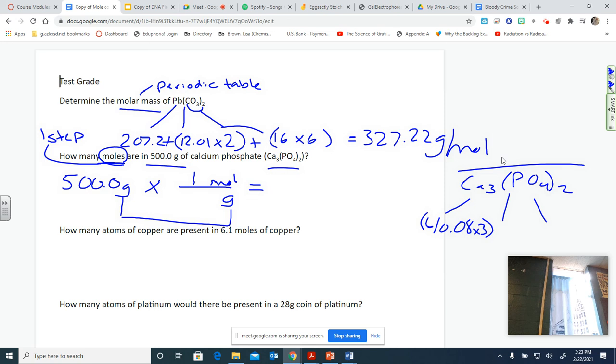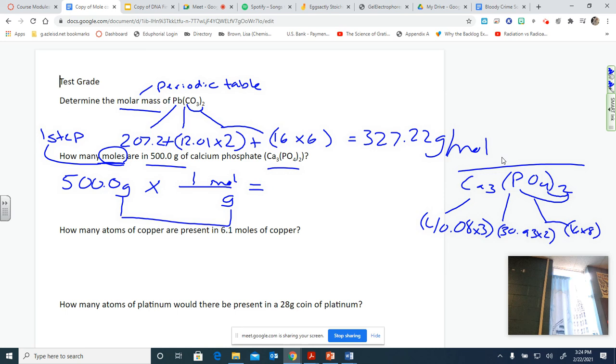Phosphorus is 30.97, but this 2 goes to everything inside. So there are 2 phosphoruses, so times 2. Then I have oxygen. Oxygen is 16, still is, but now there are 2 times 4, so there's 8. So I have 16 times 8. And I add all those up.